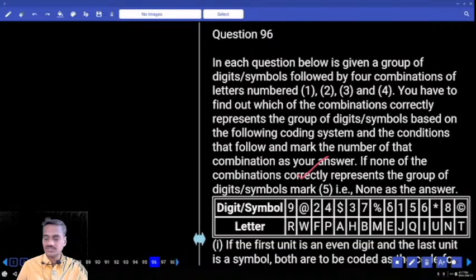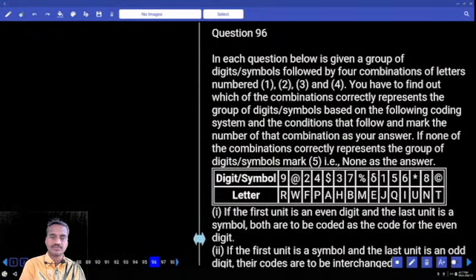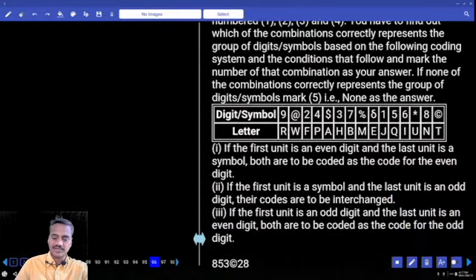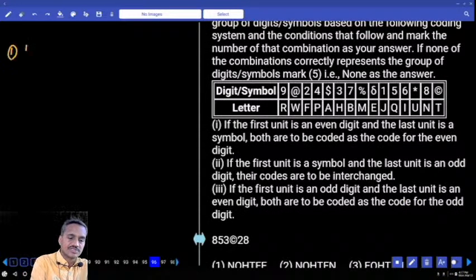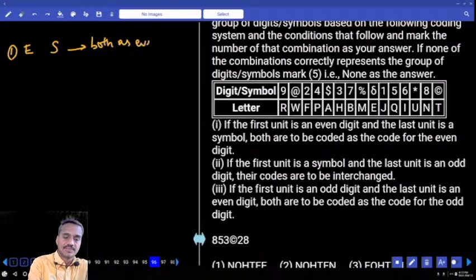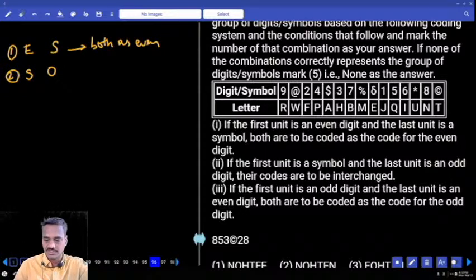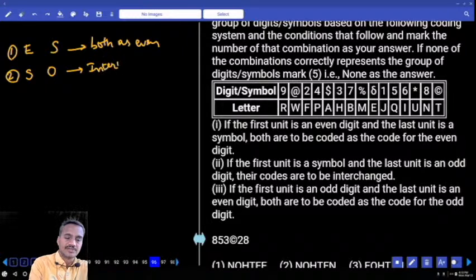Then 96 onwards, 96 to 100. This is based on condition-based coding and decoding. First we need to decode the given data here. If the first unit is even and the last unit is a symbol, then both are to be coded as even. Second, if the first is a symbol and the last is odd, their codes are to be interchanged.